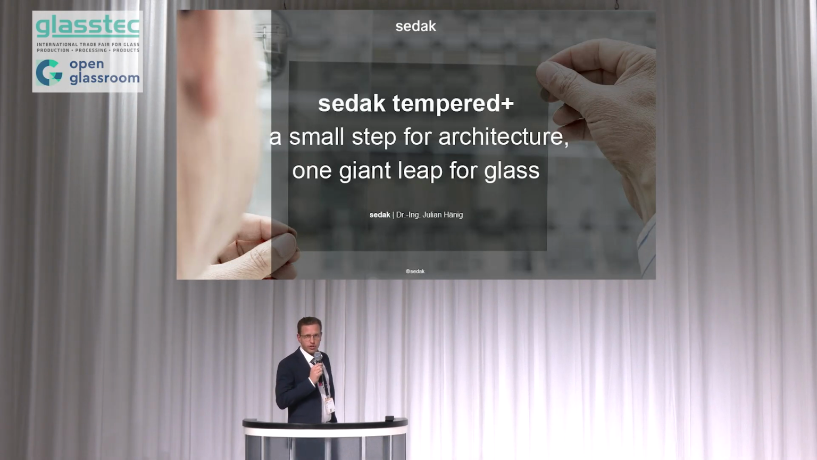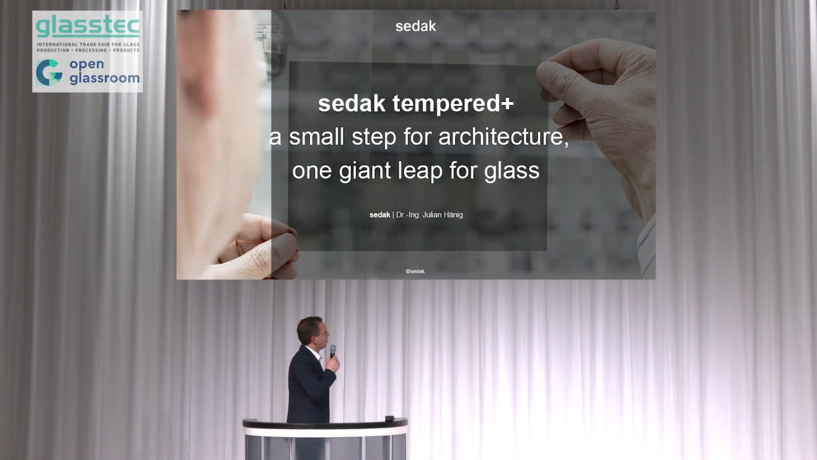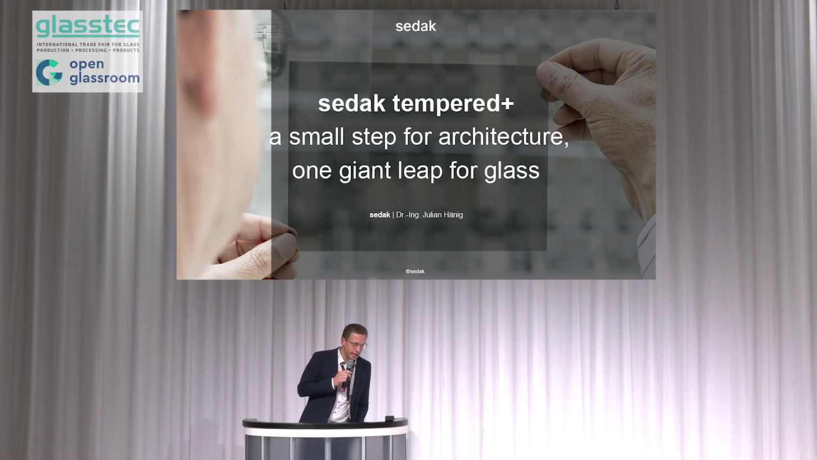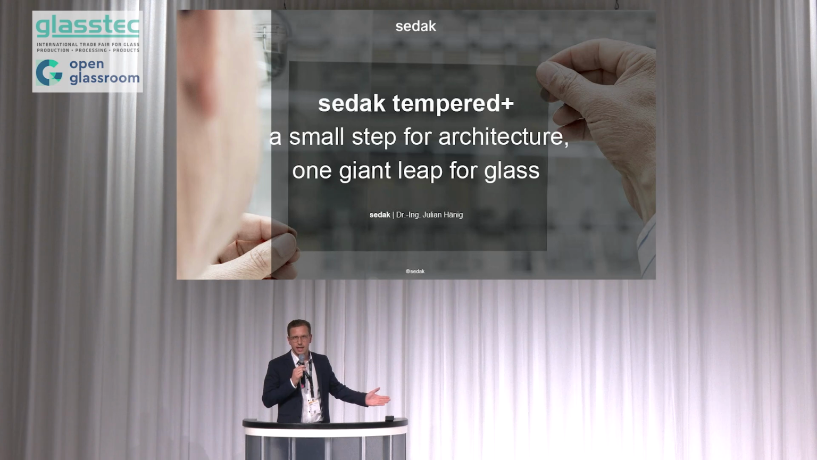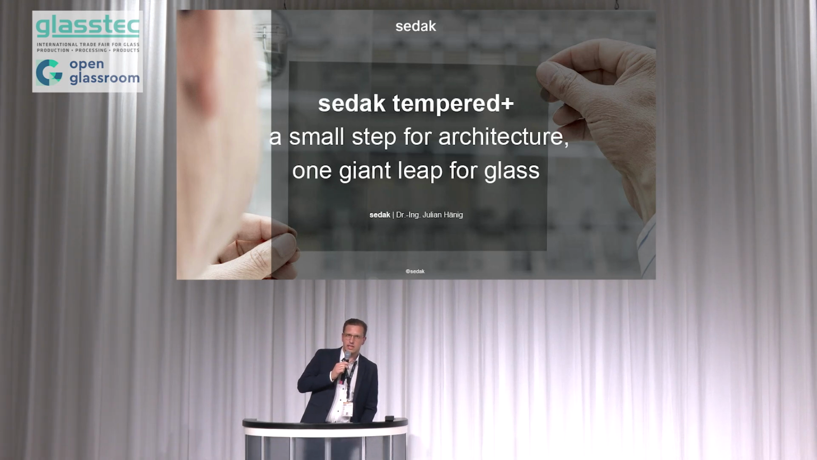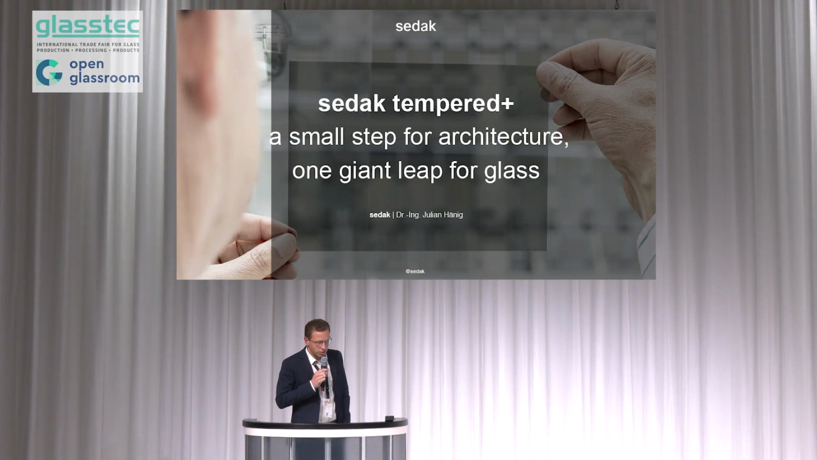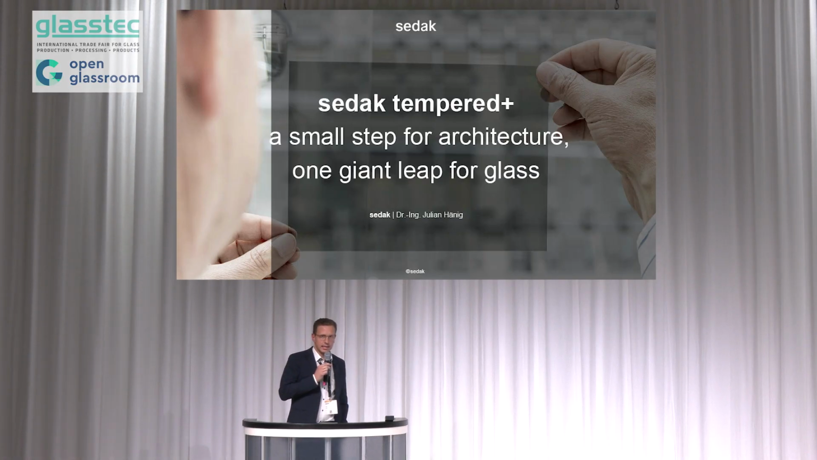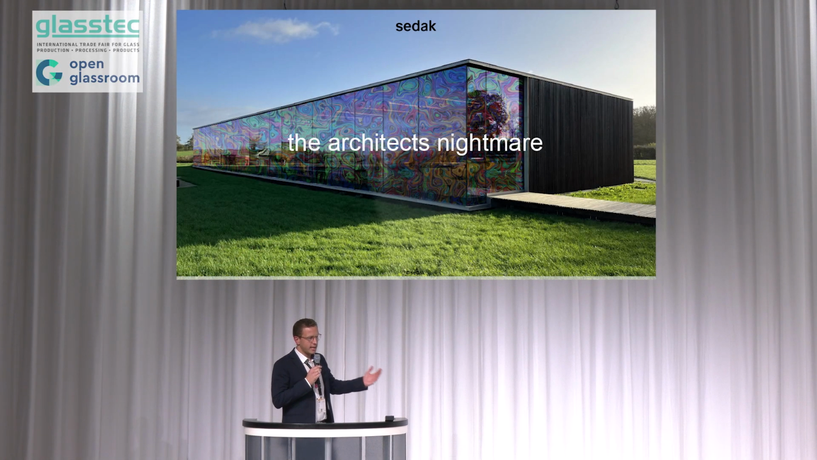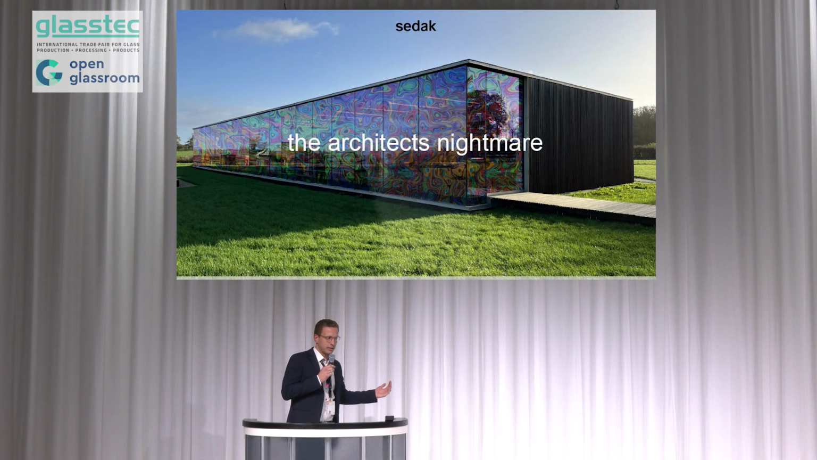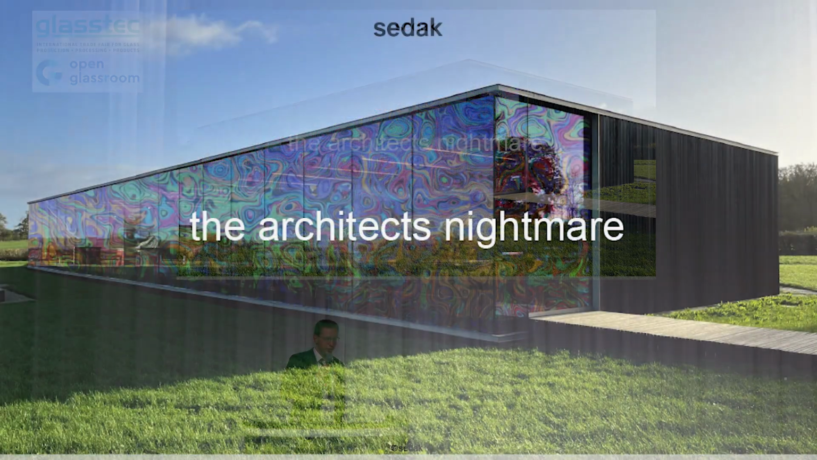So yeah, I would like to give a short overview on how Sedak went a small step for architecture and one giant leap for glass by introducing our new product, Sedak Tempered Plus, so glass without anisotropies. When we are talking about glass and glass facades, they are mainly praised for the elegance, homogeneity, and also the visual aspect, like you can see here on the image.